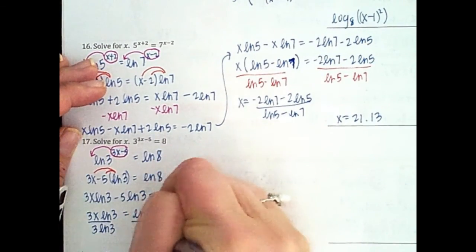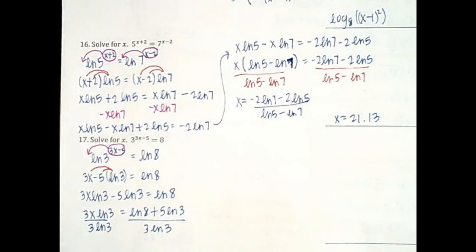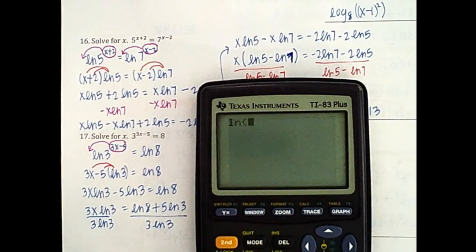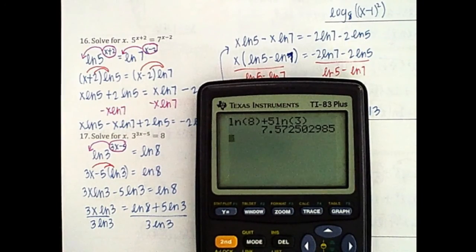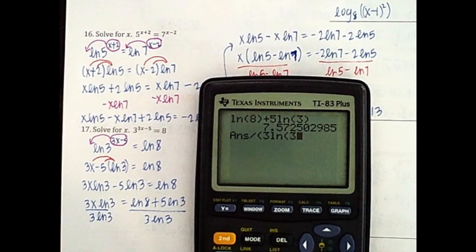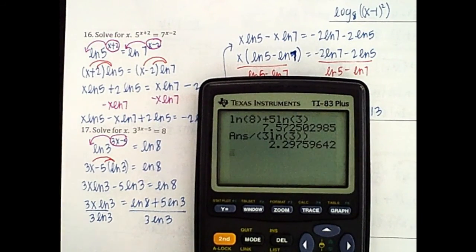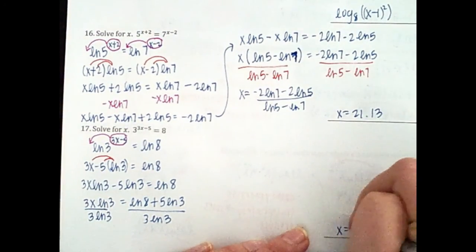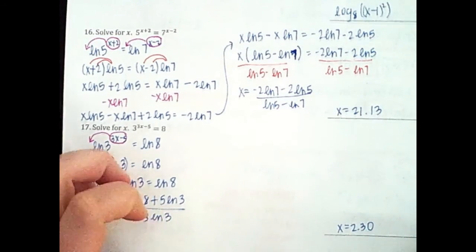Okay, so I am going to plug that into my calculator. So into my calculator, I'm going to go ln of 8 and my parentheses plus 5 ln of 3 and my parentheses. And I get 7.57. And then I'm going to divide by that whole thing. I'm going to put parentheses around the whole thing, 3 ln of 3, and parentheses for the ln, and then end parentheses for the denominator. And I get 2.30. So x is equal to 2.30.